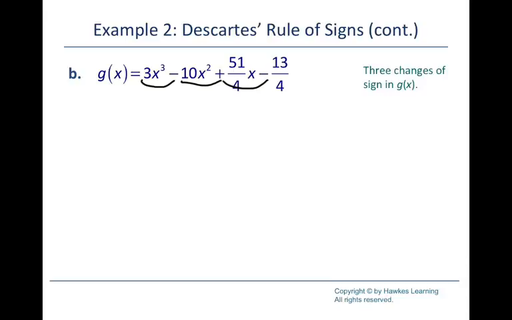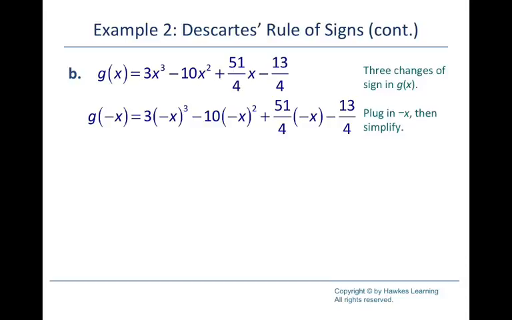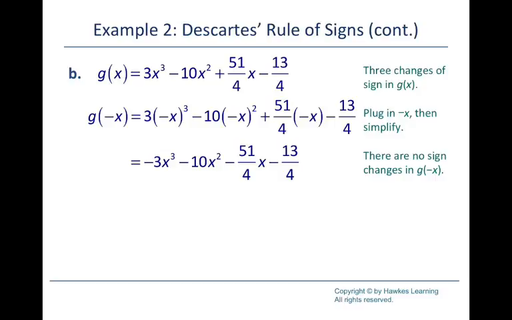Okay, so let's do the f of negative x. That's going to end up with negative 3x cubed minus 10x squared minus 51 fourths x, and then minus 13 fourths. There are no sign changes. Everything in there is negative, so there are no negative real zeros.